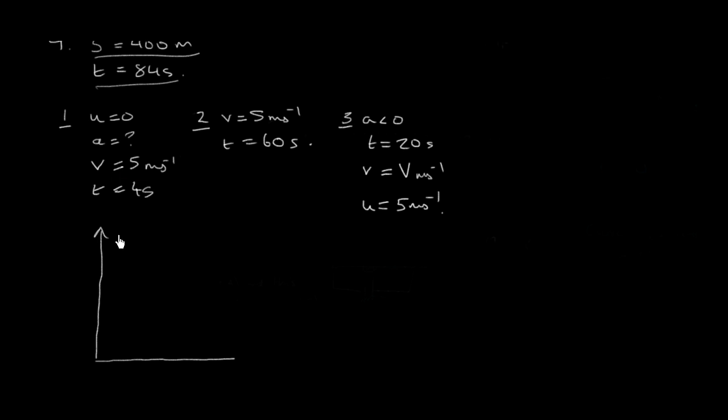Speed versus time. Okay, we don't use an S in mechanics. An S is for displacement. Speed is also got a V. I'm going to make this axis a little bit longer. So let's see what happens.